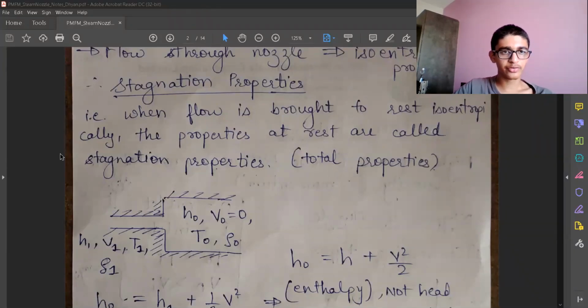So earlier I have introduced you to the steam nozzles. Now let's come to stagnation properties. Understanding stagnation properties is very useful in any course or any subject which is related to thermodynamics.